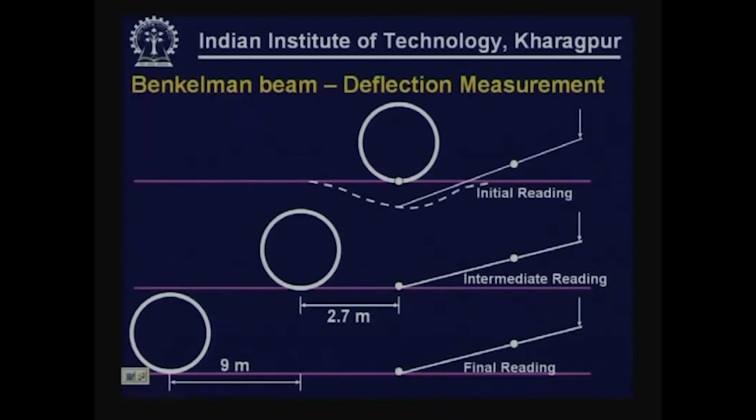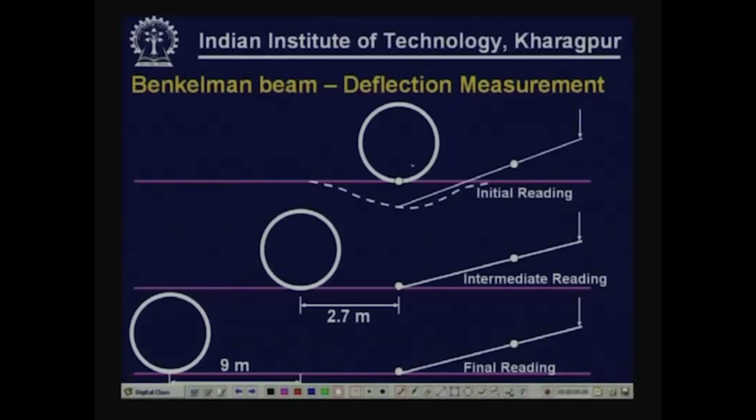The three positions of the wheel load and the corresponding measurements that we take are represented here. In the topmost sketch that we have here, the wheel load is directly placed over the point, and the probe point is at the bottom of the deflected ball. It is rotating about this hinge, and this is the position of the end of the beam for this loading position. So, we get the initial reading.